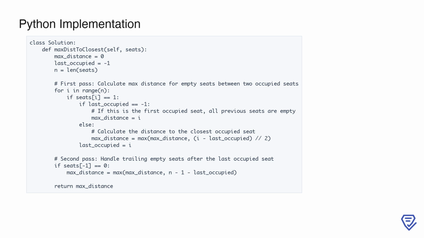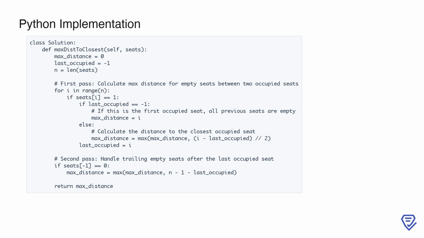The algorithm proceeds in two passes. In the first pass, we iterate through the seats array. If we encounter an occupied seat, seats[i] == 1, we check whether it is the first occupied seat. If so, the maximum distance is updated to i, as all seats before this occupied seat are empty. For subsequent occupied seats, we calculate the distance to the nearest occupied seat by taking half the distance between the current and the last occupied seat, and update max_distance accordingly. The index of the last occupied seat is updated to the current index.